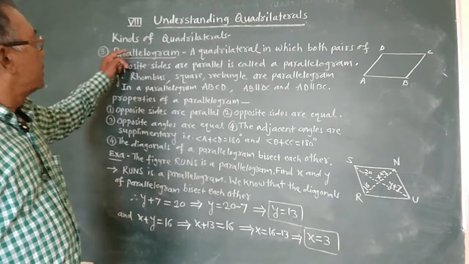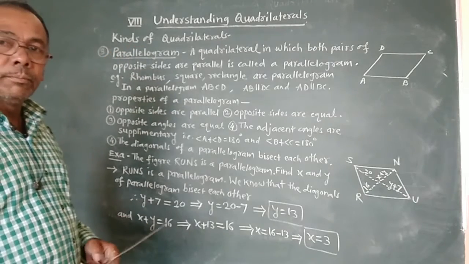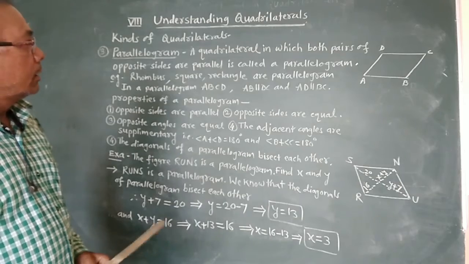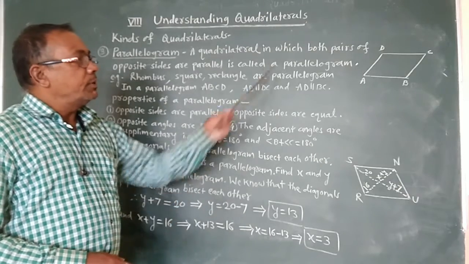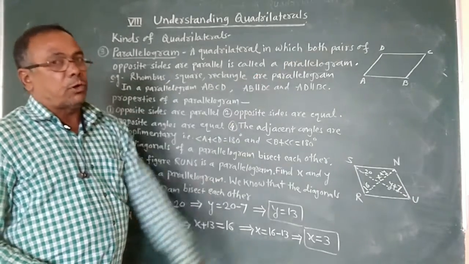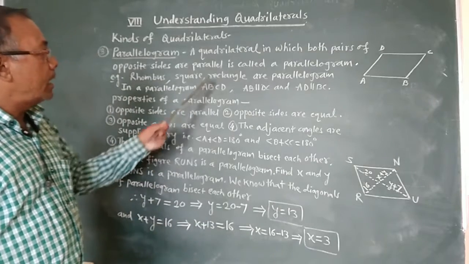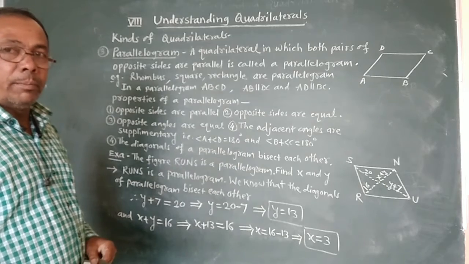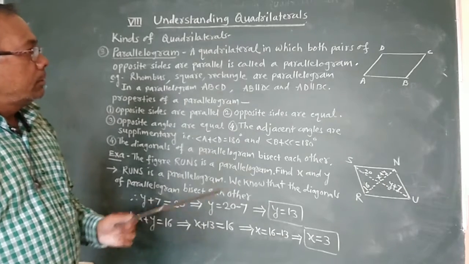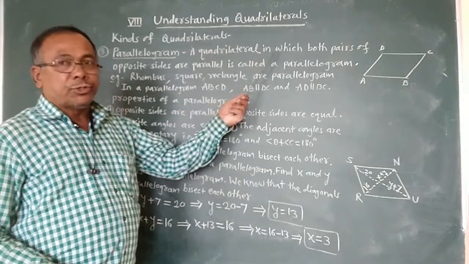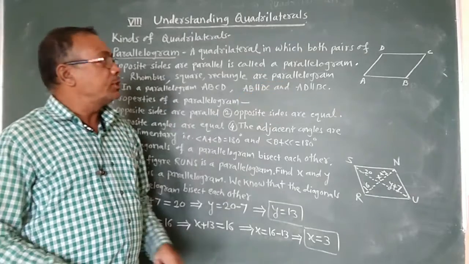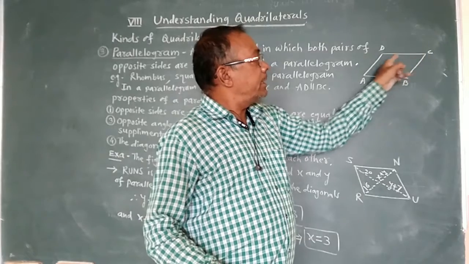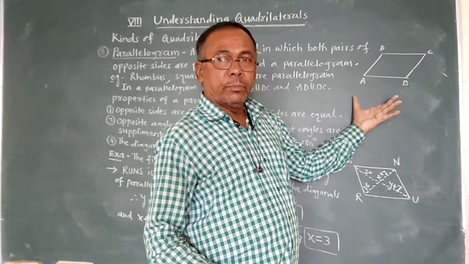Third type of quadrilateral is a parallelogram. A quadrilateral in which both pairs of opposite sides are parallel is called a parallelogram. Here ABCD is a parallelogram.